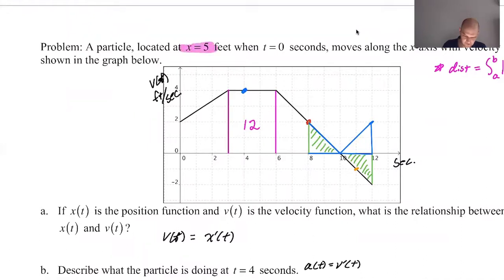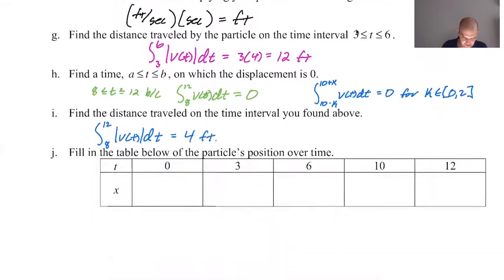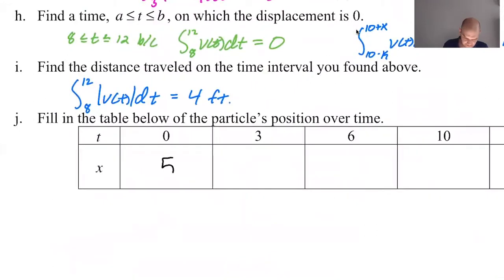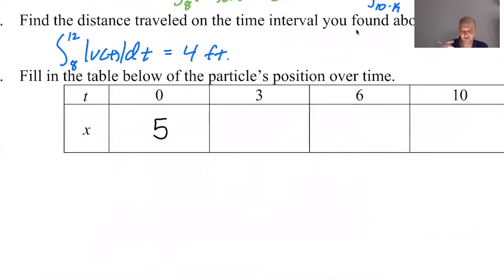We were told that at t equals 0, x is 5. We haven't used that yet, but now we need it because that's a position. So when t is 0, x is 5. Then to figure out where you are at 3, you've got to do where you started plus your displacement, which will just be the integral from 0 to 3 of v of t dt, right? That's how you figure out where you are.